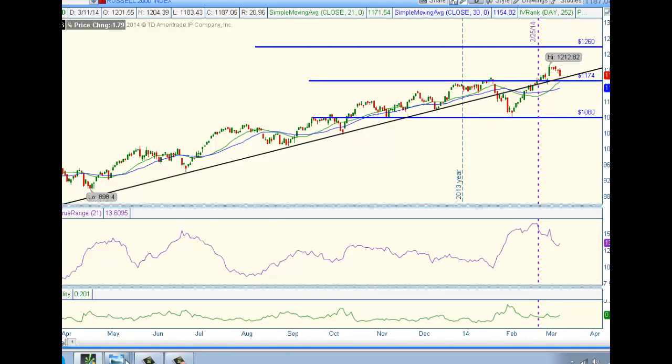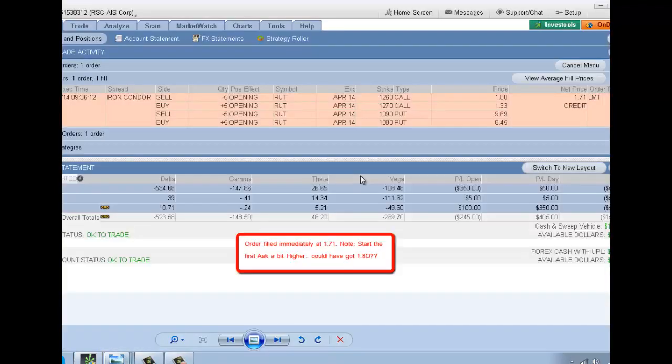The last picture we're going to look at is the actual fill on the order, filled orders, what I was filled at. And I took this photo because I wanted to make a note that I should have started the negotiation, and then we'll get into that whole thing once you're in the program, on my first ask a bit higher. Could I have been filled at $1.80, $1.75, rather than the $1.71, and had obtained a greater credit for the trade than I initially did? Because as soon as I put it in, click, it was filled.